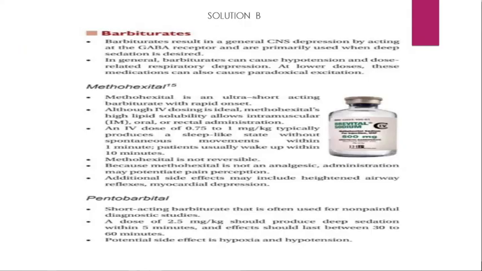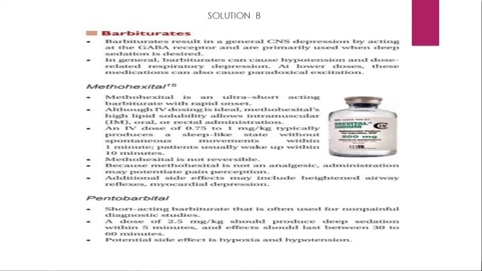Option D, excuse me, the answer is option B, phenobarbital. So just go through the explanation, it's self-explanatory. Barbiturates result in general CNS suppression by acting on GABA receptors.